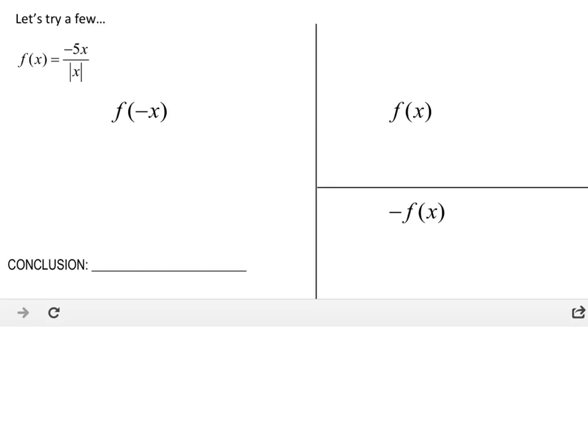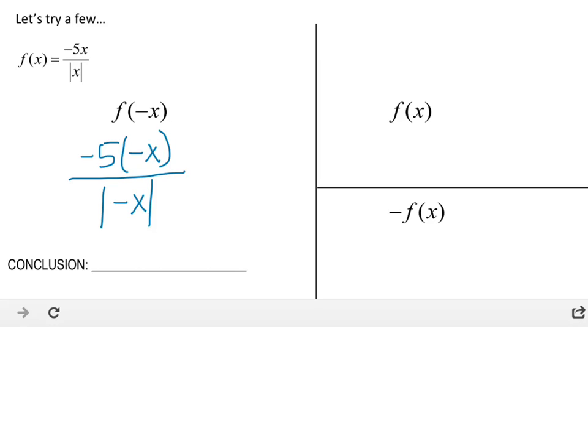Alright, so here we have f of x is equal to -5x divided by the absolute value of x. This function doesn't match any of our parent functions, so unless we were to graph it, we really don't know whether it's going to be even or odd. So the first thing we're going to do is plug in negative x in the original equation, in parentheses. So we have -5 times negative x in the numerator, and in the denominator the absolute value of negative x. I'm not going to put a parenthesis in the absolute value because that's the only thing happening there.